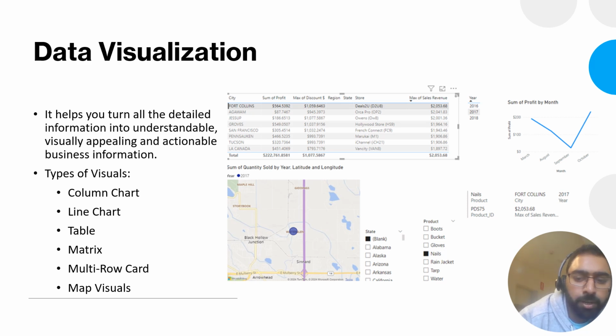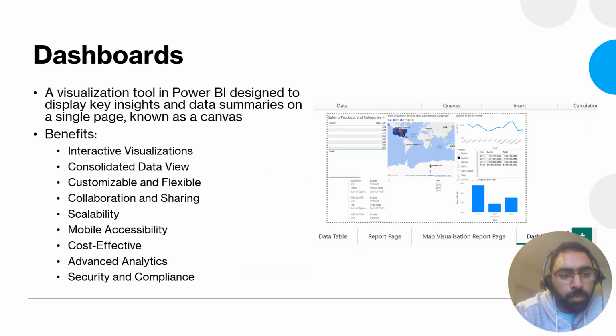Example workflow. Connect to data: import data from Excel or other sources. Clean and transform data: use Power Query to clean and shape the data. Build data model: define relationships and create necessary calculations. Create visuals: add and customize visuals on the report canvas. Enhance interactivity: use slicers, filters, and bookmarks for interactive reports. Publish and share: publish the report to Power BI service and share it with your team members.